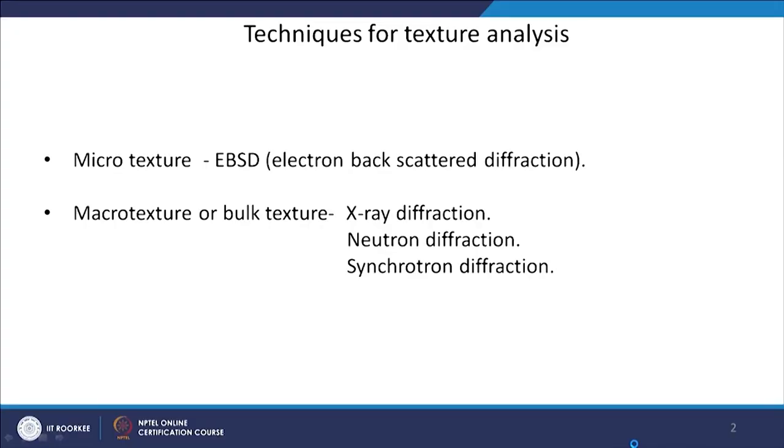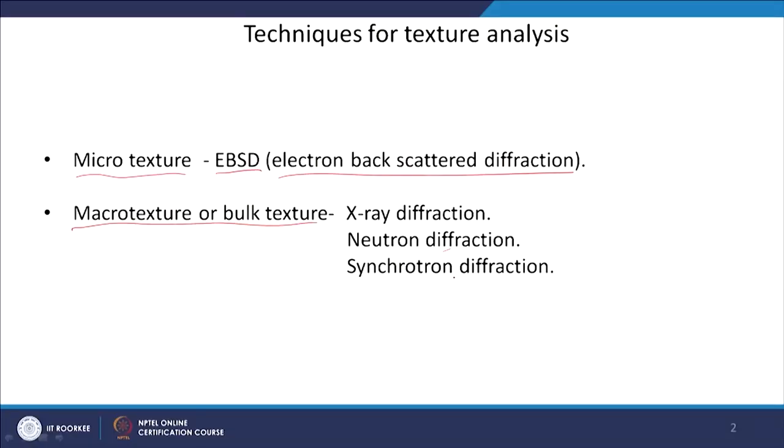Before going any further, these are the techniques for measurement of texture, that is, texture measurement and analysis. One is electron backscatter diffraction, also called EBSD, in which you measure micro texture, meaning at the microstructural level. Then you have macro texture, or bulk texture, where you measure texture over a bigger volume. In this category you have X-ray diffraction. If you want even better measurement in a bigger volume, in bulk, you can go for neutron diffraction or synchrotron diffraction. So these are macro texture or bulk texture, and EBSD is at the microstructure level.